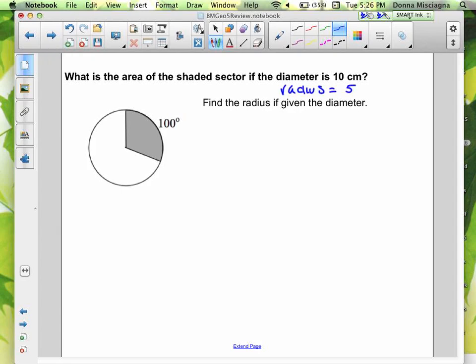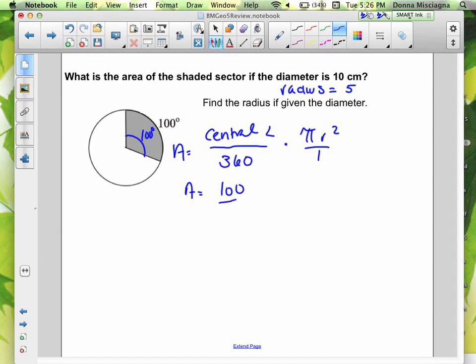Okay. And now it's just central angle over 360 times pi r squared will give us our area. And so the central angle is right here. It's 100 degrees. If the arc is 100, so is the central angle. Those are exactly the same. So this is also 100. So we have 100 over 360 times pi times 5 squared.